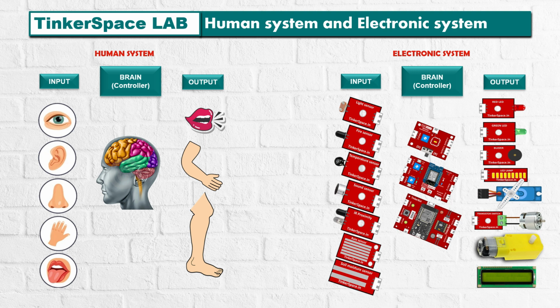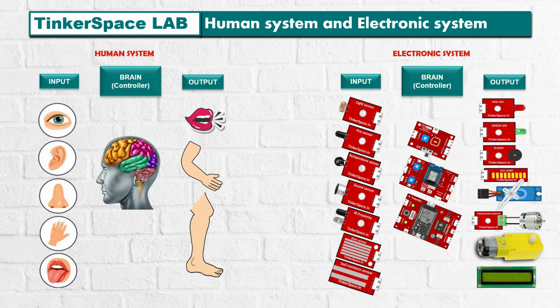The brain is where this information is processed. For instance, your eyes see a ball coming towards you. Your brain quickly calculates what to do next, whether to catch it, move away, or simply watch. Finally, we have the output, like your hands or voice. Based on the decision made by the brain, your hands might reach out to catch the ball, or you might shout to warn someone about it.